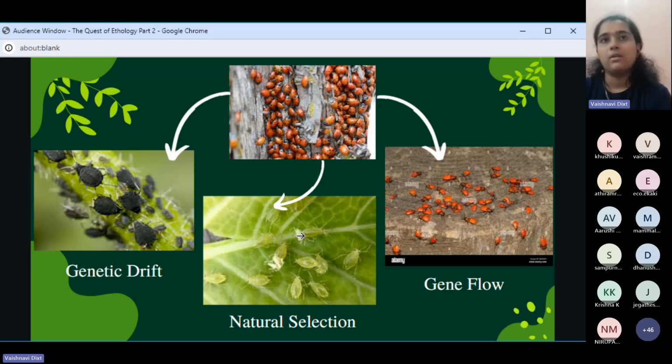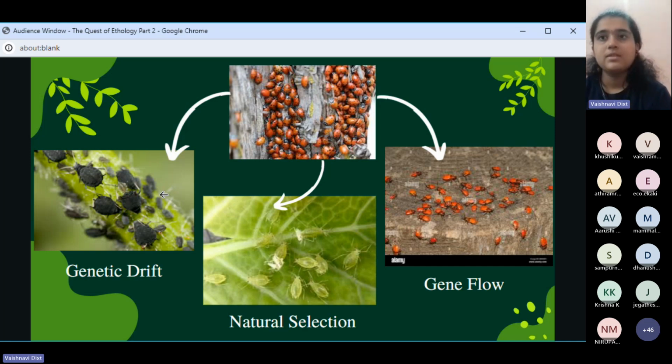Okay. So now consider a second case. Suppose a population of red colored bugs, and a black colored bug is born in the population. Now that population on the tree has red as well as black bugs. Now black colored bugs do not have any advantage, right? They will be visible just like the red colored. They won't have any advantage.